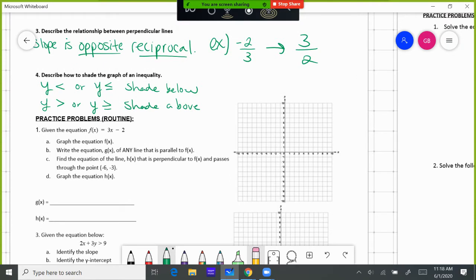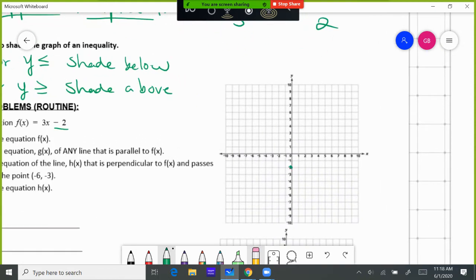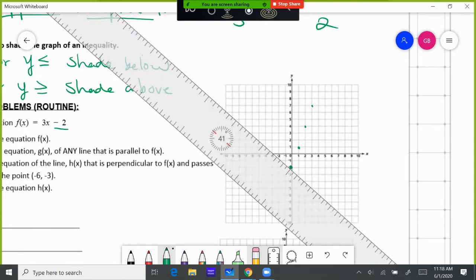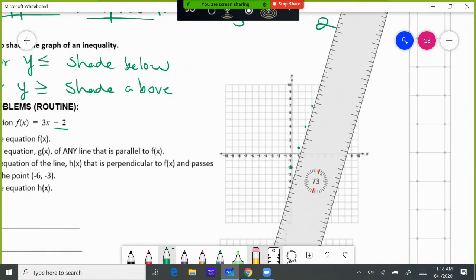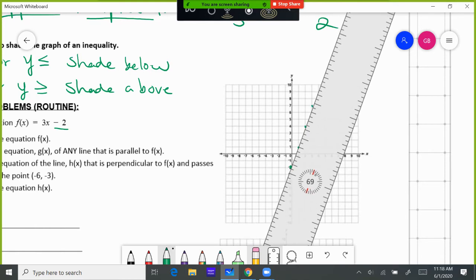So for number 1, given the equation 3x minus 2, let's graph it first. First we're going to graph the y-intercept, which is -2. It's right here. And then our slope is 3, so I'm going to go up 3 units and run 1. You could do it a couple times. If you do it more times, it helps you draw your line a little bit more straight. And take your straight edge, connect it.